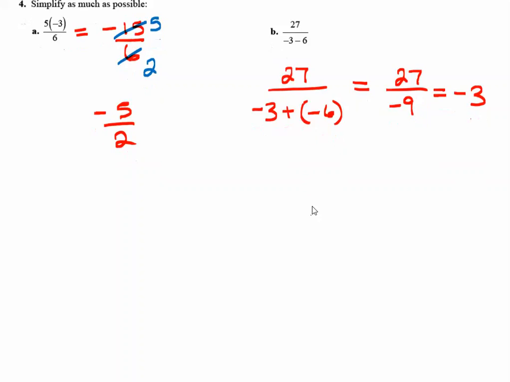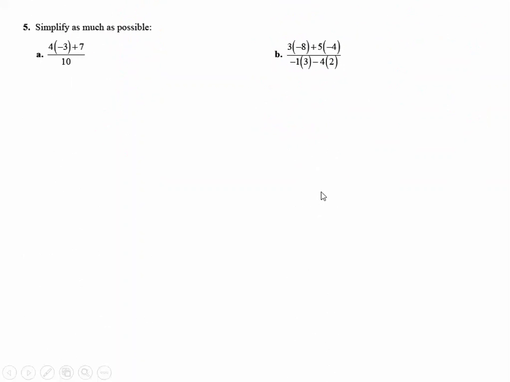All right, some more complicated problems here. Let's try it here. Can you simplify this? And again, the whole concept is you're simplifying the numerator as much as you can, simplifying the denominator as much as you can, and then you can see if you can reduce it some more.